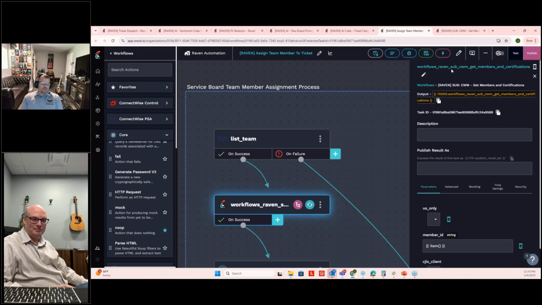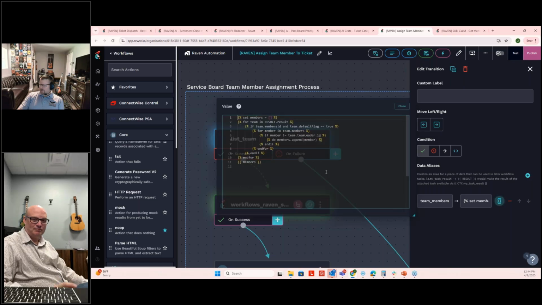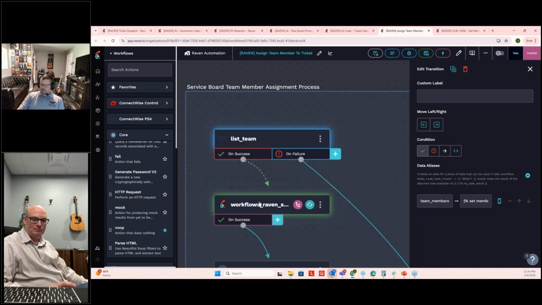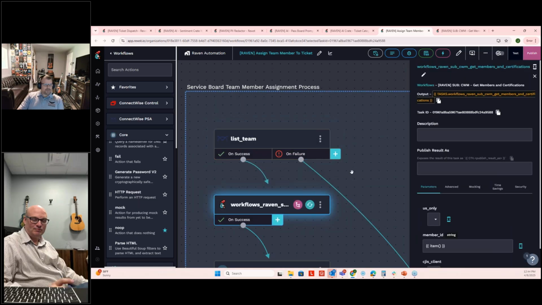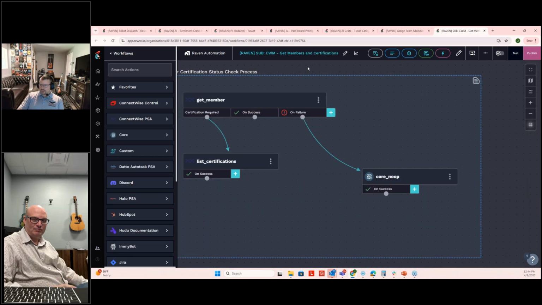Now, if you recall, I mentioned that they have some specific clients that require certifications in order to work in their environment. So we actually have a workflow here called Get Members and Certifications. So once we list that service team, we're going to end up with a list of team members here. So we basically grab that list and we feed that list into this sub workflow to see if they have the certification or not. That sub workflow is just simply this right here.